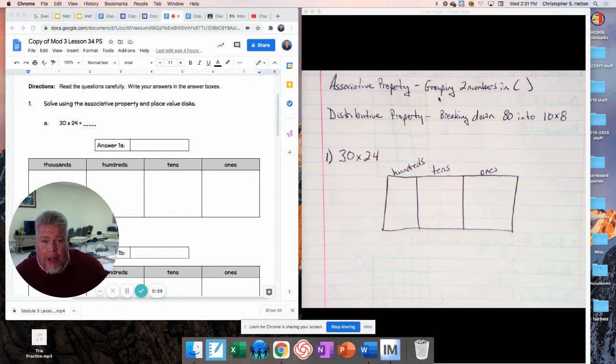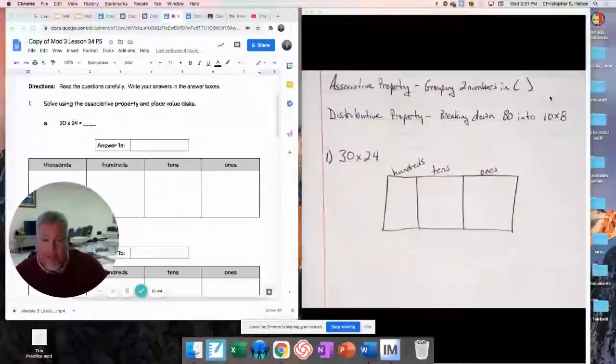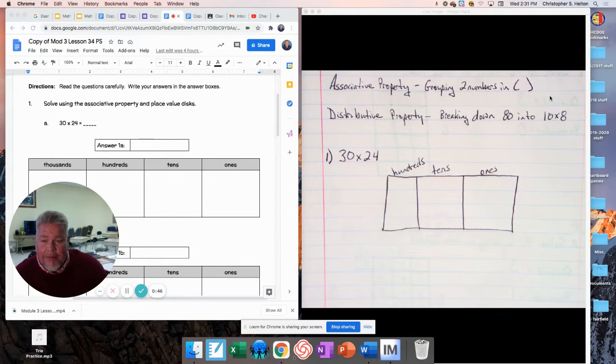The associative property is when you group two numbers in parentheses, and distributive property is when you break down a number like 80 into 10 times 8. So it's not that hard. You're actually doing both things the way he showed you to solve them at the same time. Some of your problems on your homework assignment are going to say use the associative property in place value disk, or just use the associative property, or use the distributive property. We're just going to be working them all the same way.